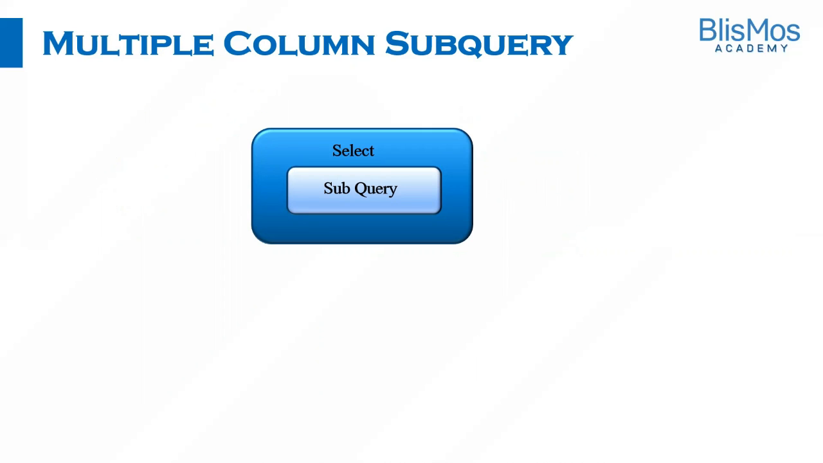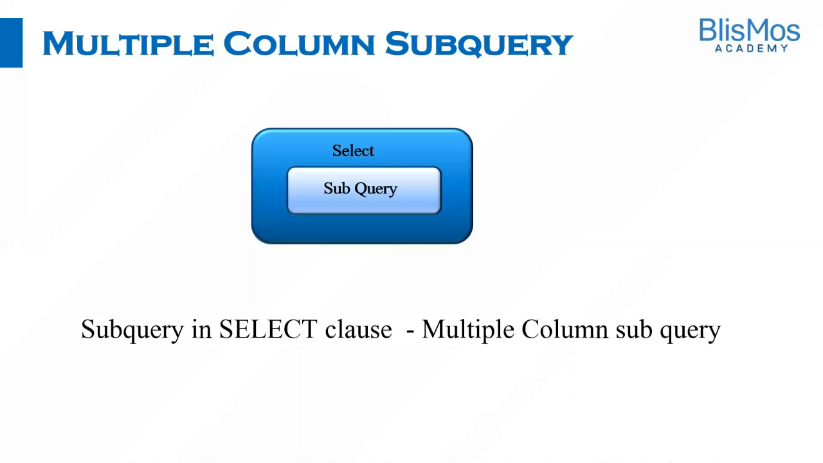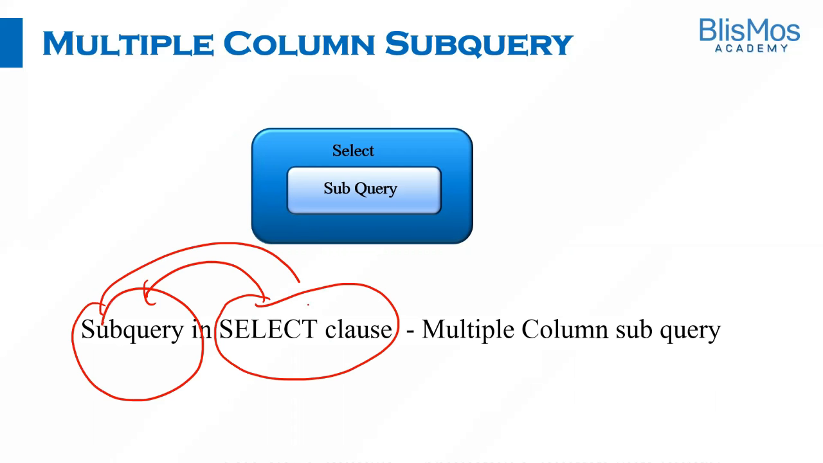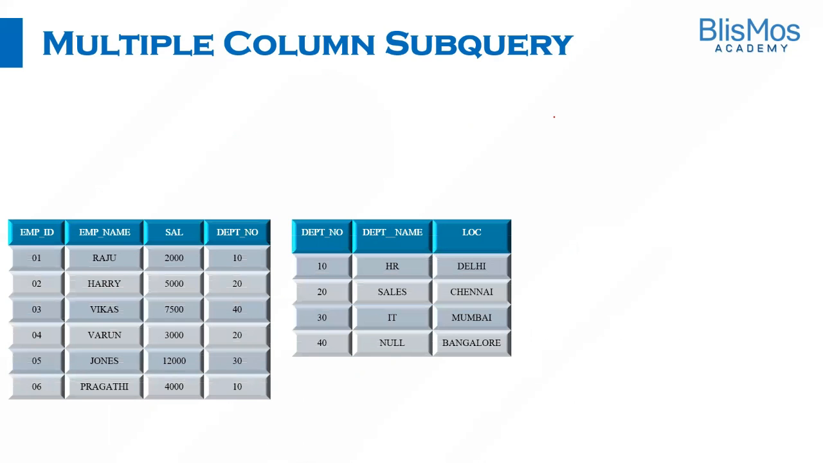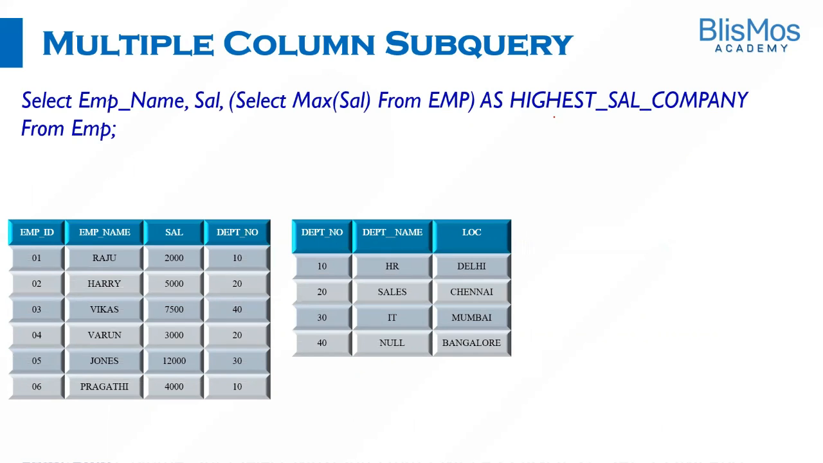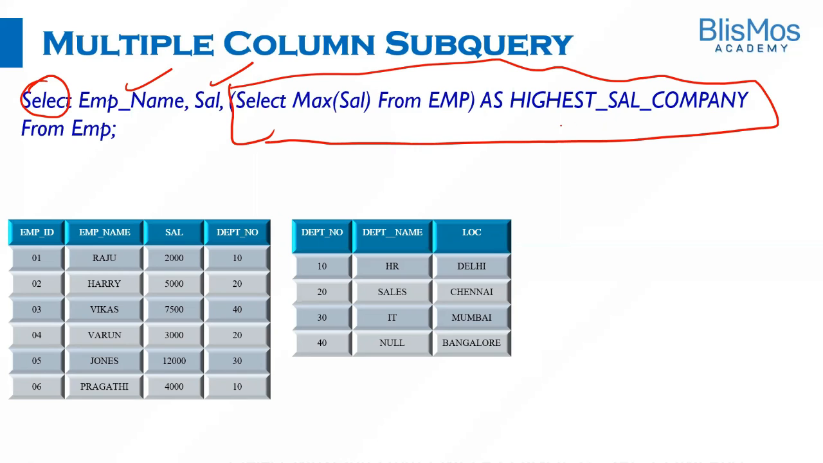What exactly is the multiple column subquery? As the name suggests, in the results we would have multiple columns. But how does that happen? It happens whenever a subquery is there as a part of the select clause. Taking an example here, earlier we used the subquery after the where clause, but here we are using the subquery within the select itself. So we have EMP name, salary, and select maximum salary, aliased as the highest salary in the company.